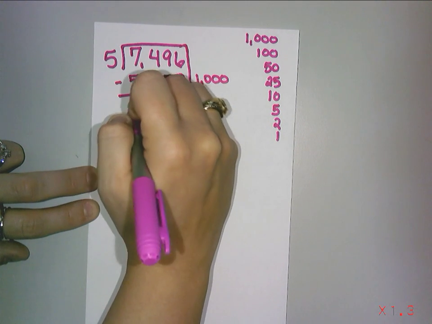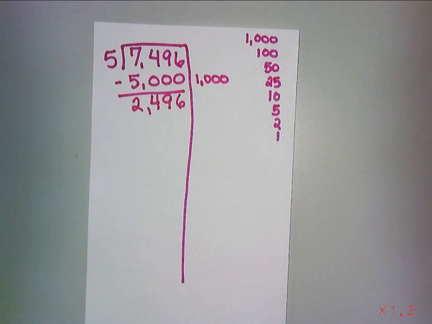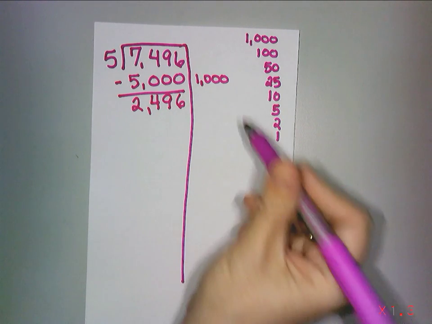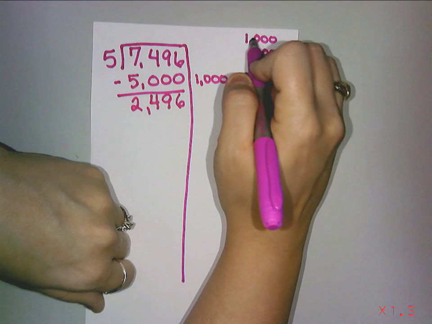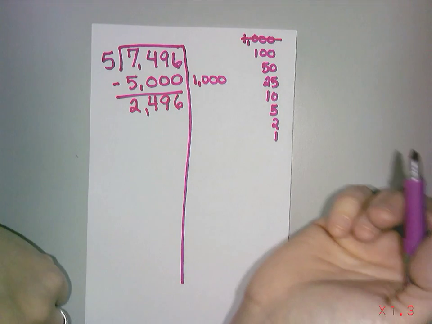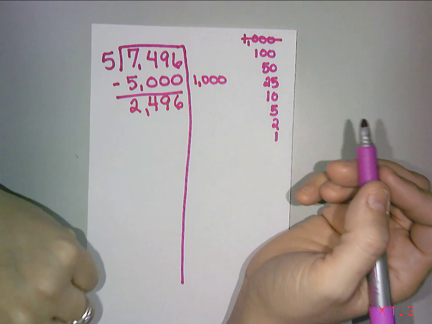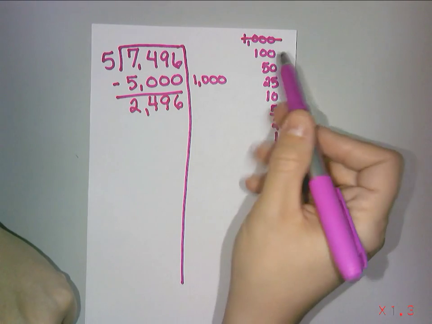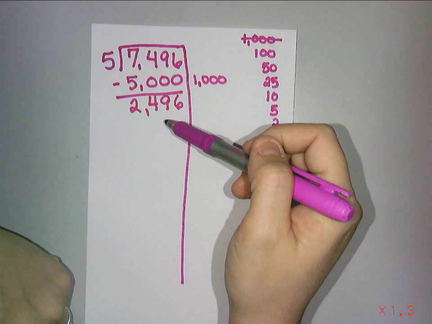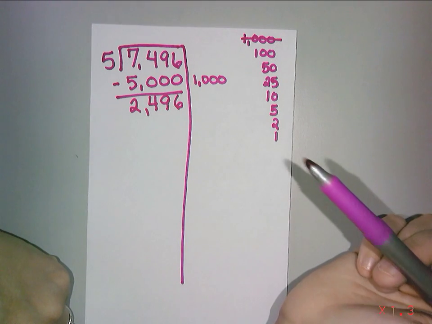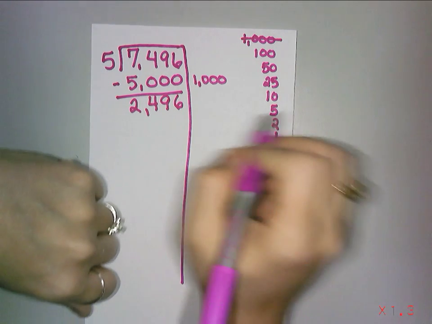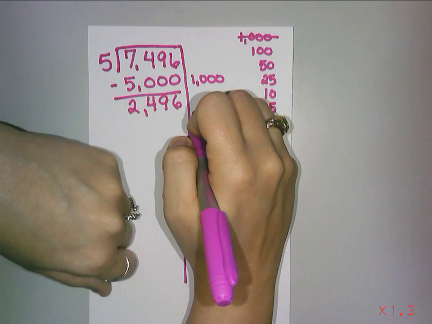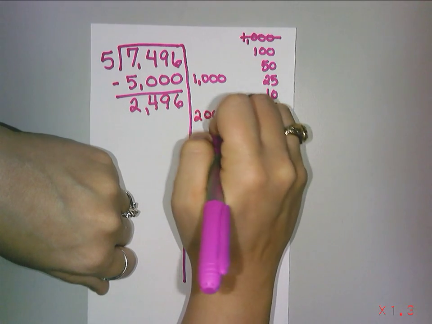So to find my answer, I add up all my totals. 1,000 plus 200 is 1,200, plus another 200 is 1,400, plus 50 is 1,450, plus 25 is 1,475, plus 20 is 1,495, plus 4 is 1,499.